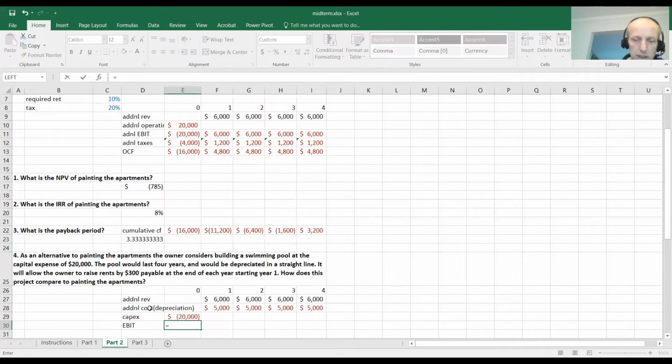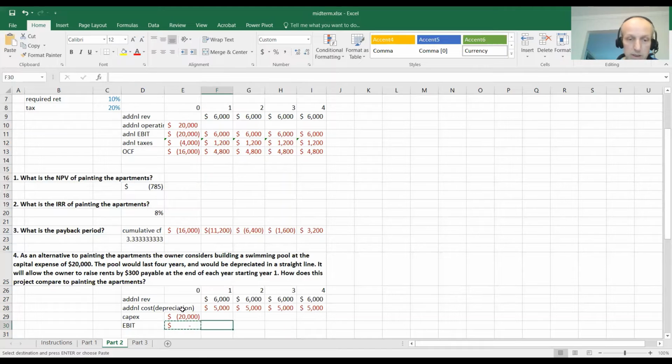So that would be the difference between additional revenue minus additional cost, which is nothing in year 0 because we don't have any additional cost in year 0, no operating costs. We have that capital expenditure, but that doesn't go into earnings. So let's copy this all the way down, and we see that the additional EBIT is $1,000 every year.